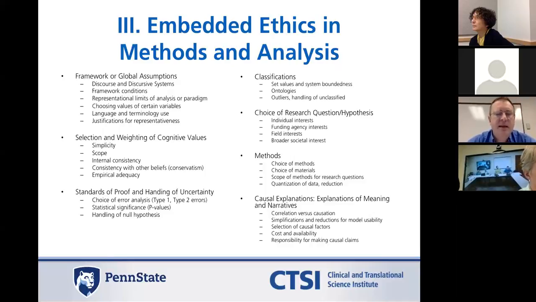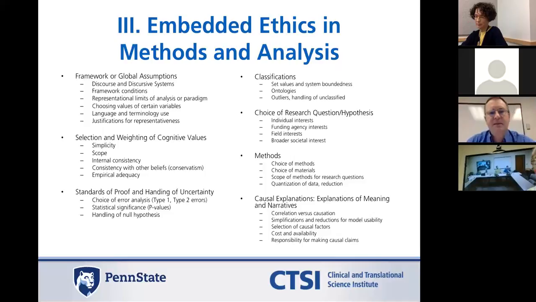Scope, again, what is the range of the analysis? Is there an internal consistency? Are we running into problems, perhaps even with the scale of certain data sets as compared to others? Consistency with other beliefs within the field, and again, getting to justifications for representativeness. What would we consider to be empirical adequacy? Again, how do we know we've made enough observations?